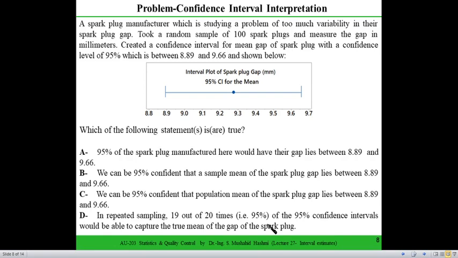This statement is true because we are saying that in repeated sampling we can only say that the degree of confidence is 95%, that we are able to capture, with 95% confidence, the true mean in that interval. So this is the idea about the confidence interval.